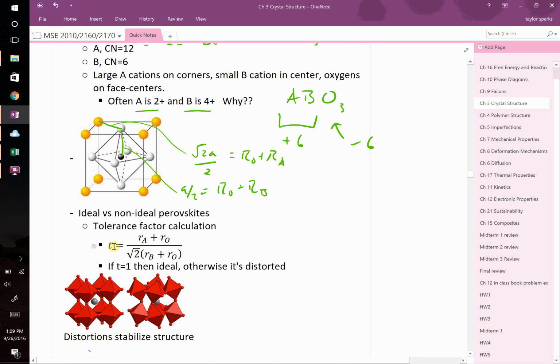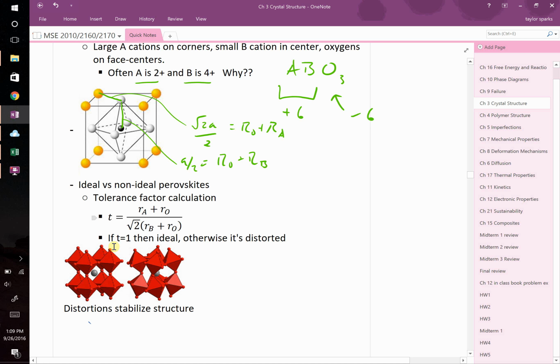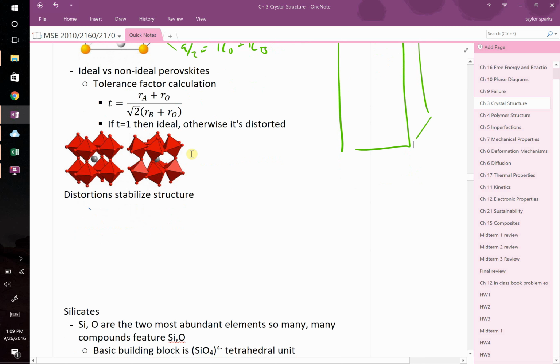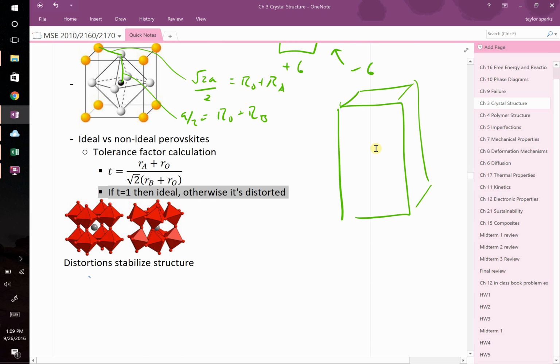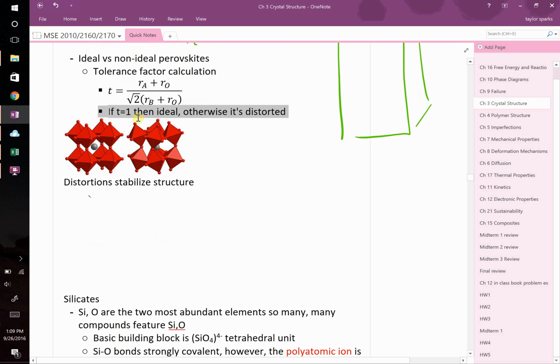In the real world, perovskites aren't perfectly cubic. They can be stretched out. You could have something like this, right? I'm drawing it super exaggerated, but you might have it stretched in that way, okay? Question? No? Okay. So if t equals 1, then we call it an ideal perovskite. We will come back to this in a few chapters when we talk about piezoelectric materials, because they rely on it switching between a distorted and a cubic state.